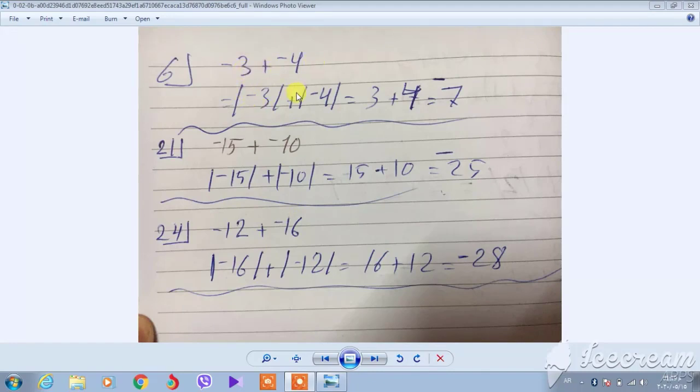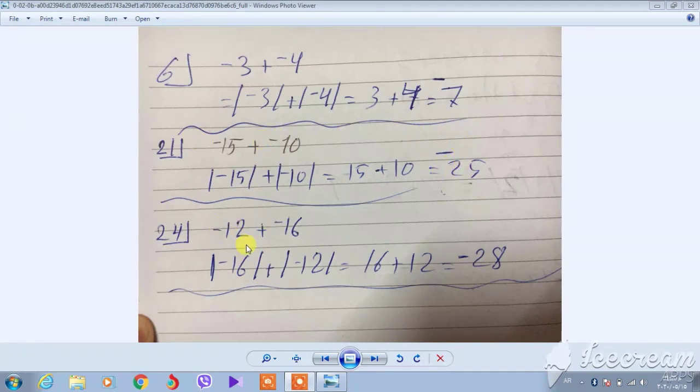If you have like signs, just add the absolute values of them. The absolute value of -3 equals 3. -4 equals 4. We add all of them: 3 plus 4 equals 7. Because we have like signs, both of them negative, we write negative in the answer. Also, the absolute value of -15 plus the absolute value of -10 equals 15 plus 10. And because both of them are negative, in the answer we also have negative.